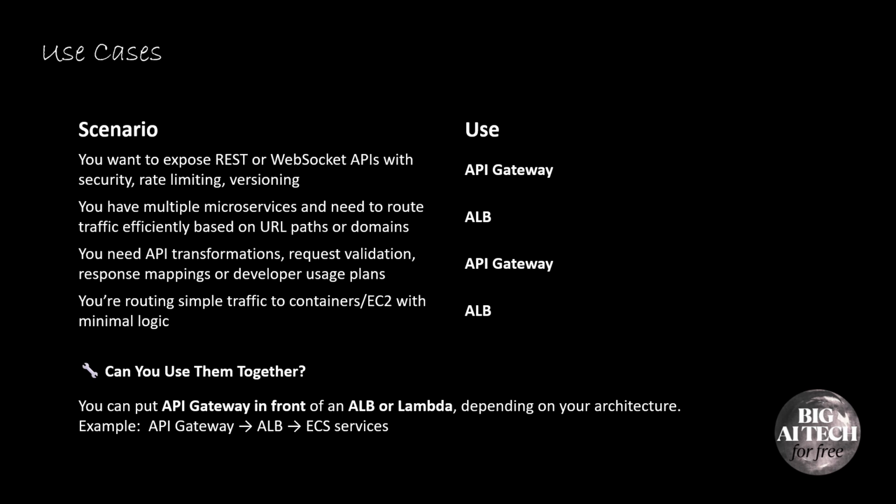Can we use them together? Of course we can. You can put an API gateway in front of an ALB or Lambda, depending on your architecture. So you can have API gateway do the authentication, authorization, extensive mechanisms, and some request response mappings. And then you hand over automatic traffic distribution to ALB, which will actually communicate further with the backend services. Hope this helps.